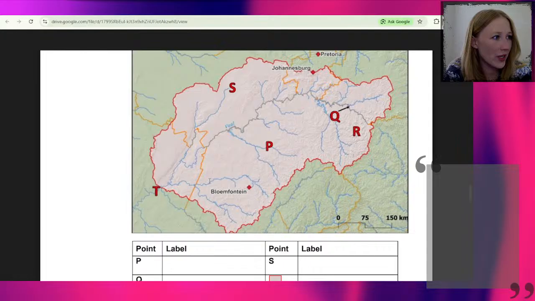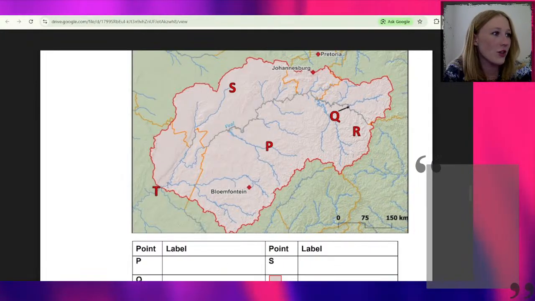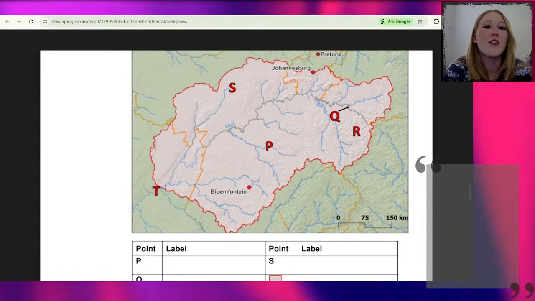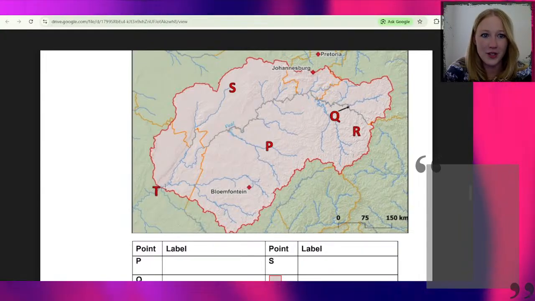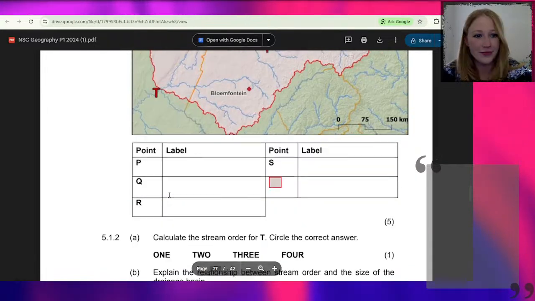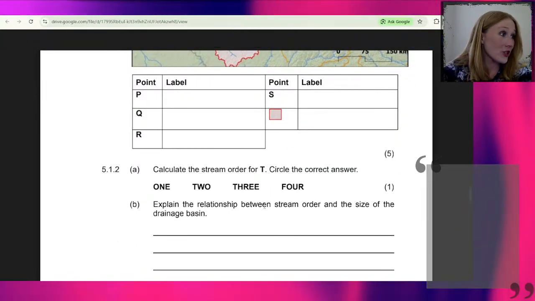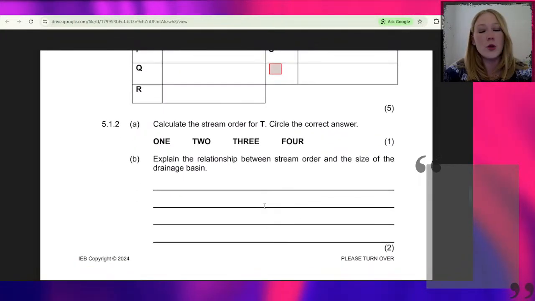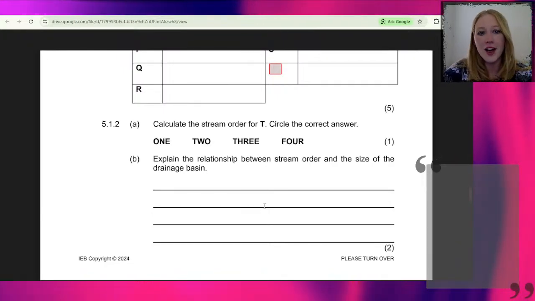Okay, so we have a 2 and a 2, which means that this will be a 3. That is a 3. So where they merge, we have stream order 4. Ah, we finally got there. It really is easier if you guys write on the page, like actually number it as you go. Okay, 4. Explain the relationship between stream order and size of the drainage basin. So usually where you have a large drainage basin, you will have more tributaries and you would likely have a higher stream order.